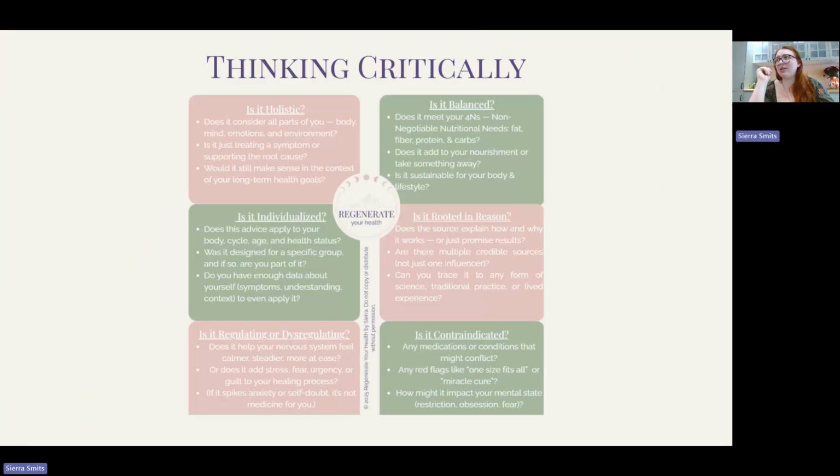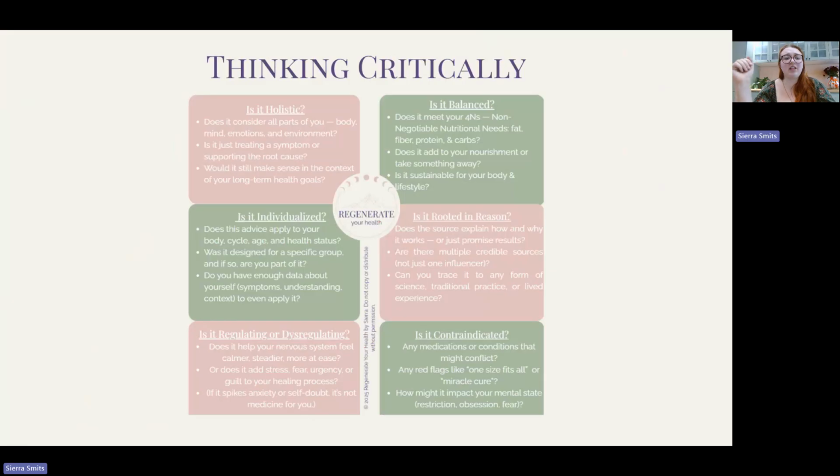Say you've seen a new diet on TikTok saying protein's bad, protein is acidifying. So we're going to look at it. Is it balanced? Does it meet your 4 N's, your non-negotiable nutritional needs? Is there enough fat? Is there enough fiber? Is there enough protein? Are there enough carbohydrates? Does it add to your nourishment or does it take something away? Is it sustainable for your body and your lifestyle?